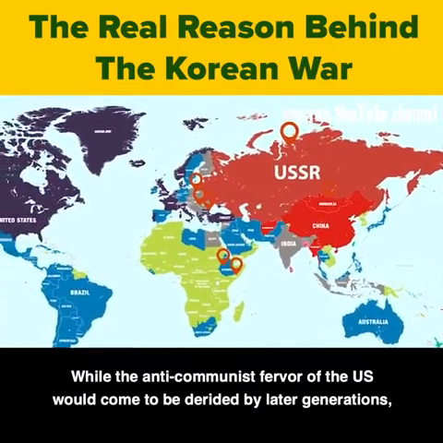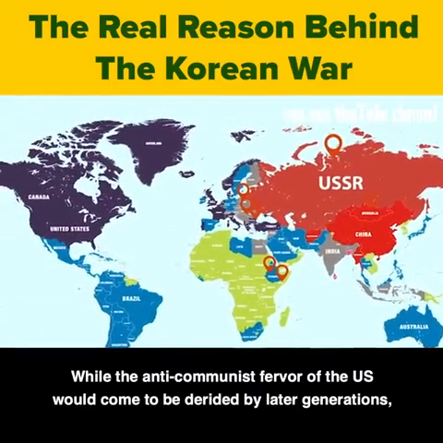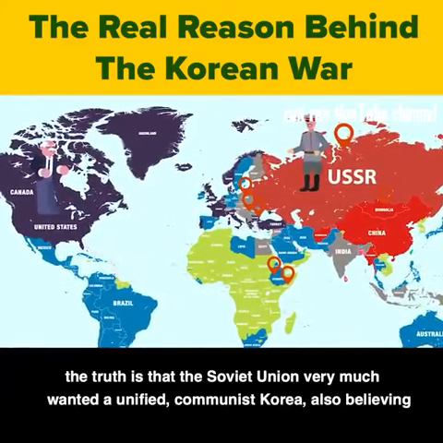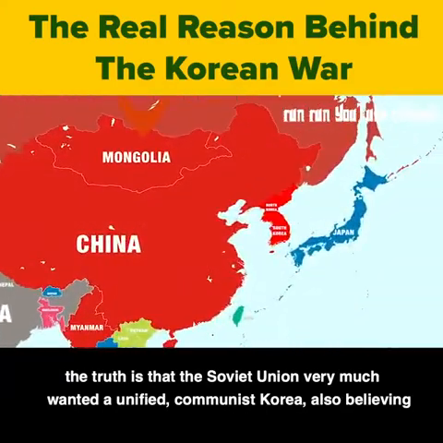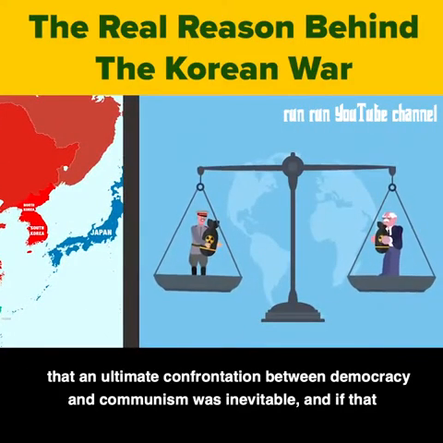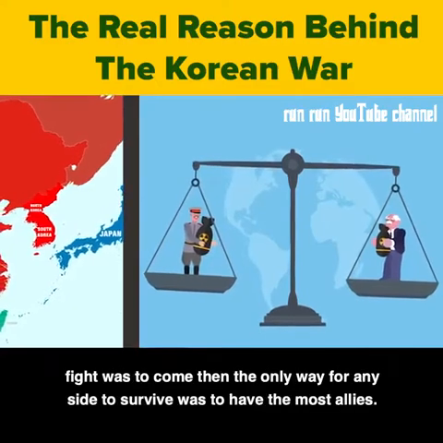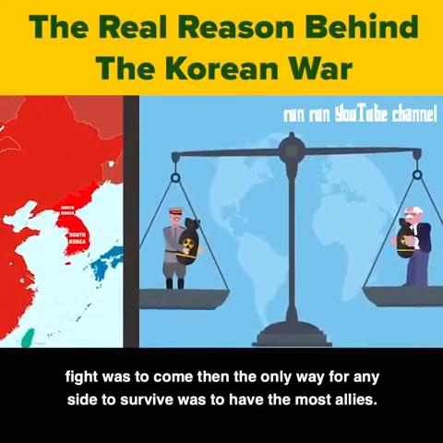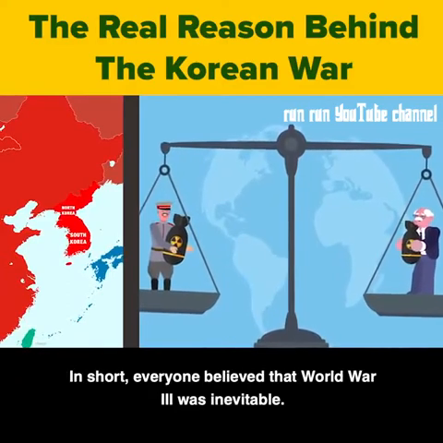While the anti-communist fervor of the United States would come to be derided by later generations, the truth is that the Soviet Union very much wanted a unified communist Korea, also believing that an ultimate confrontation between democracy and communism was inevitable. And if that fight was to come, then the only way for any side to survive was to have the most allies. In short, everyone believed that World War III was inevitable.